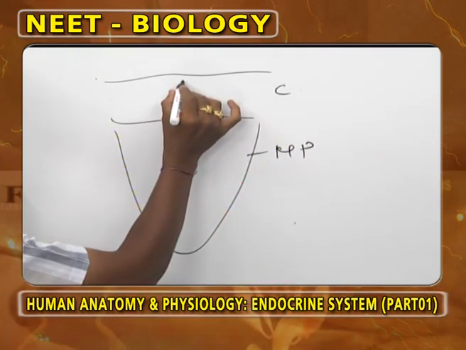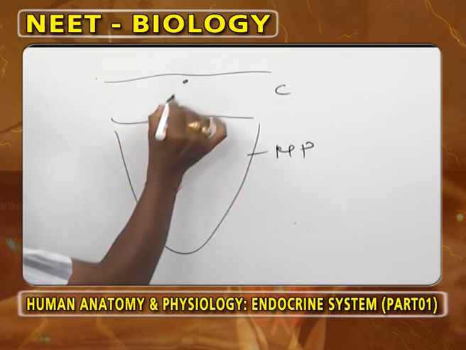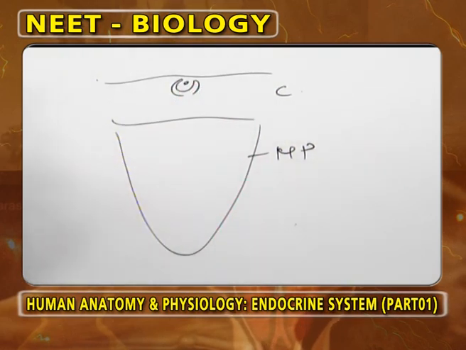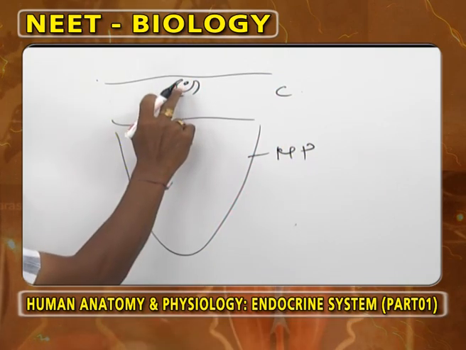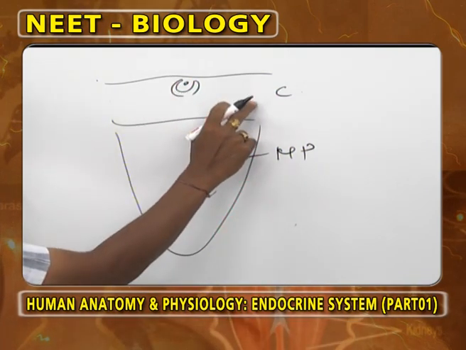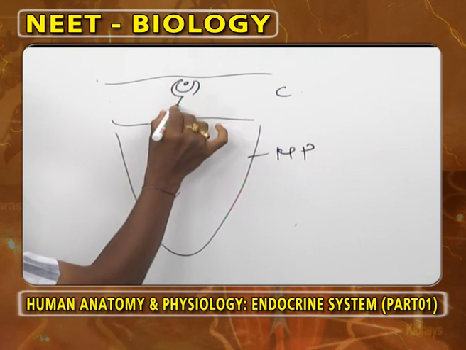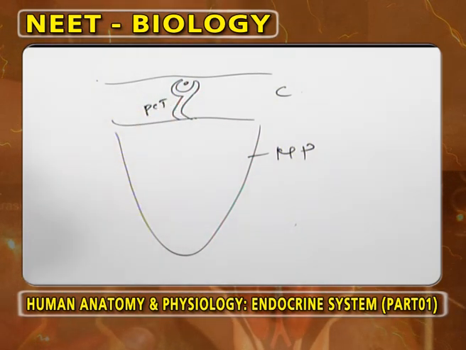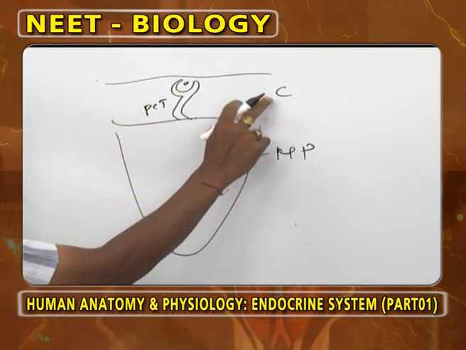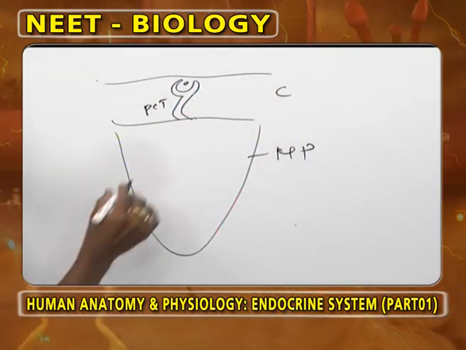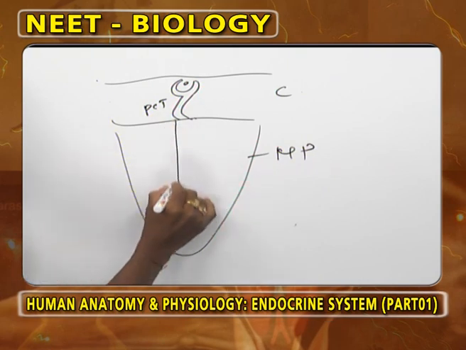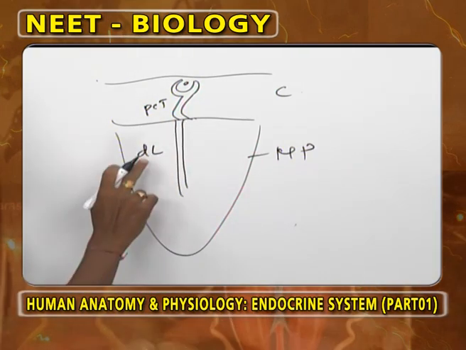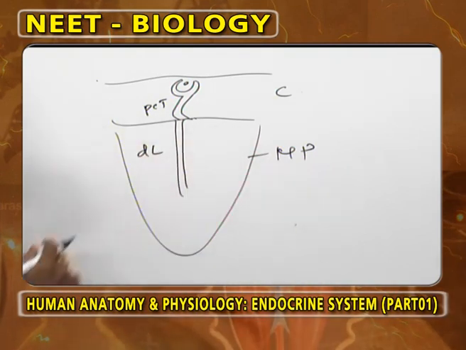Now this one we call the glomerulus. This is called the Bowman's capsule. The glomerulus and Bowman's capsule are present in the cortex, and this one we call the proximal convoluted tubule. Proximal convoluted tubule is present in the cortex. Now it opens into the descending limb. This is called the descending limb. It is present in the medulla.